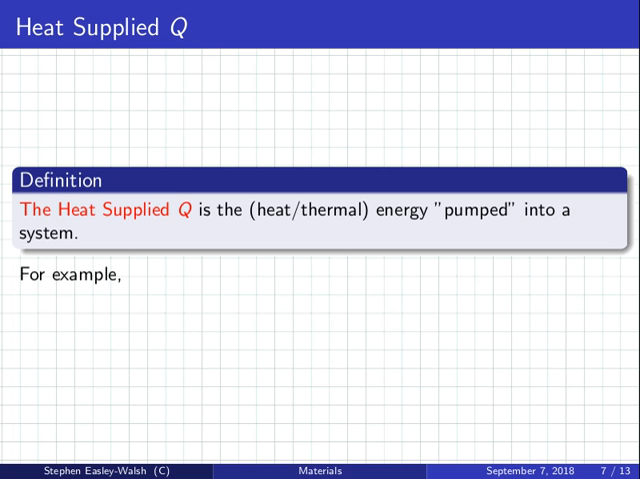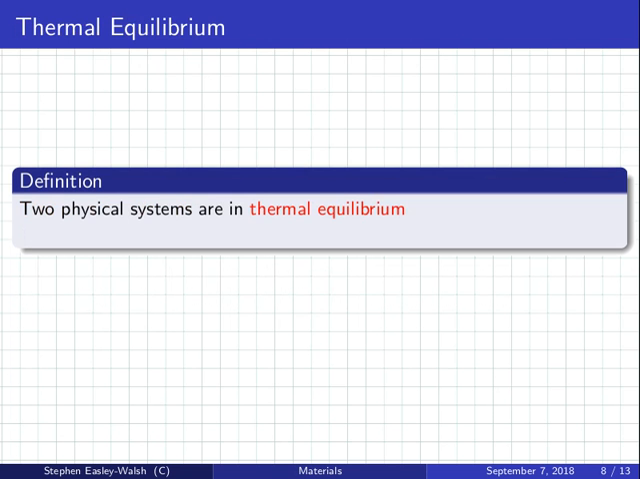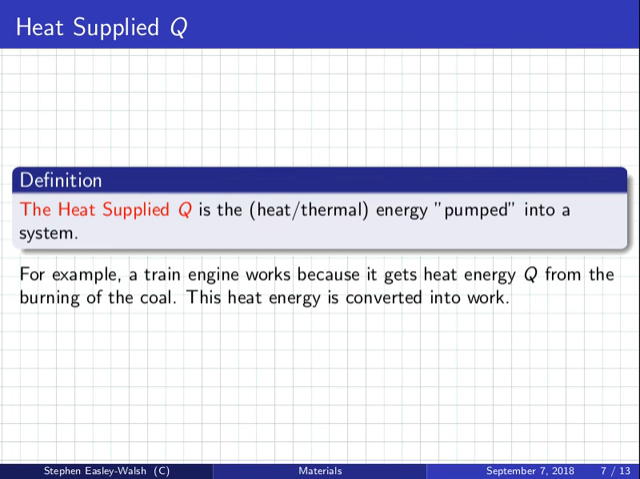Okay, got that? So for example, a train engine works because it gets heat energy Q from burning of the coal. This heat is converted into work. The reason we care about the heat supplied is because when you put heat into a system, you can make the system do some work, which we'll get to in a minute. So you know a train, you all know what a train is. You have them in every country, I believe. So a train works because you're putting heat into the engine by burning the coal. Okay, so it's a useful idea.